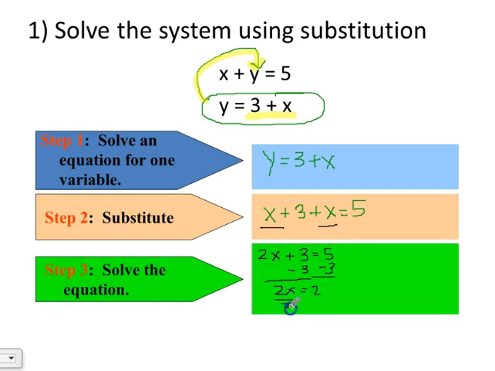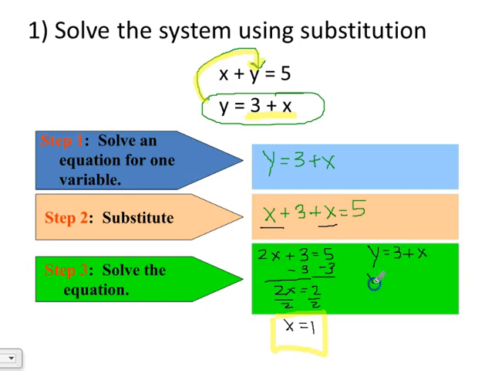And then to solve, divide each side by 2, and I get x equals 1. So that's x. We're not done. So we're halfway done. We know what x equals, but we still need to find what y equals. So remember, we can use that second equation now where it says y equals 3 plus x. We can use that to solve for y.